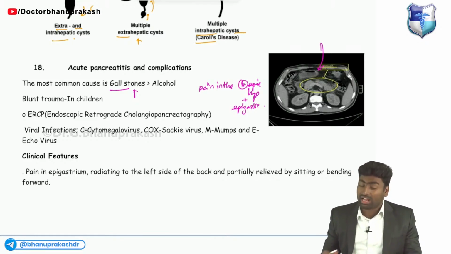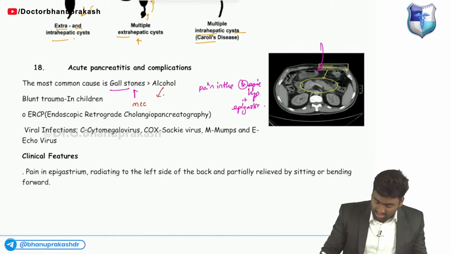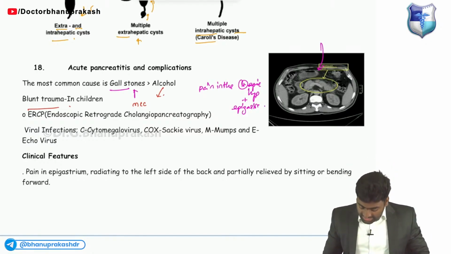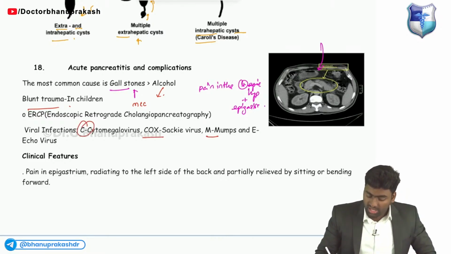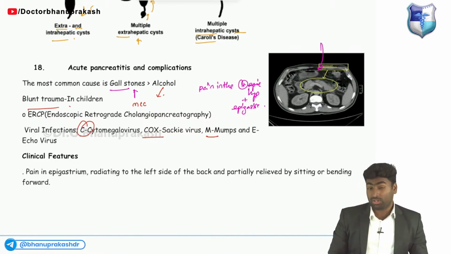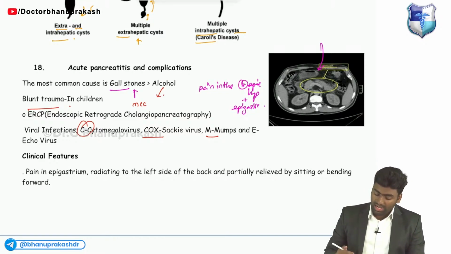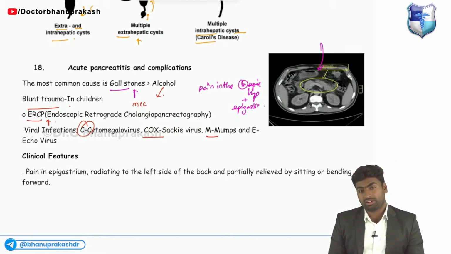The causes of acute pancreatitis include, the most common one, gallstones, followed by alcohol. In children, there might be blunt trauma, for example cycling trauma, which causes pancreatic injuries leading to pancreatitis. And there are a few viral infections like cytomegalovirus, Coxsackie virus, and mumps virus, all of which can cause pancreatitis. We know in pancreatitis there will be elevation of serum markers like serum amylase and serum lipase. Fine. And in post ERCP, endoscopic retrograde cholangiopancreatography, we put up a probe, a stent inside, to see the biliary tract.